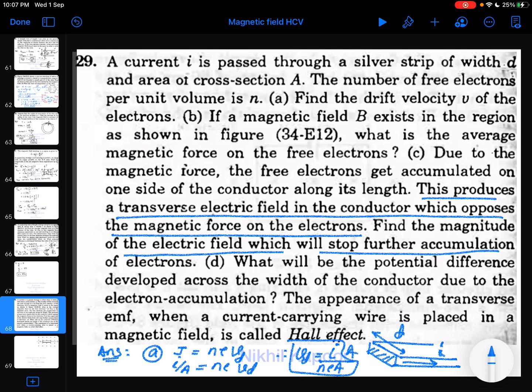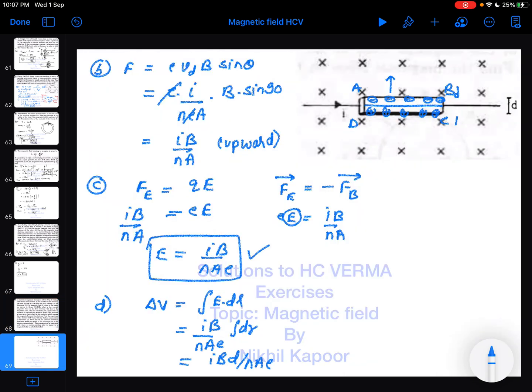Further, the appearance of transverse EMF in a current carrying conductor is the Hall effect. Okay, that is the additional information given to us. The D part can also be solved as, when the field is uniform, it will be V by distance between the positive and negative layer of charges. So V will be equal to E into D, and already we have calculated E in the first part, which is IB upon nAe into D. So whichever you find easy, this or this, you can use. Thank you.